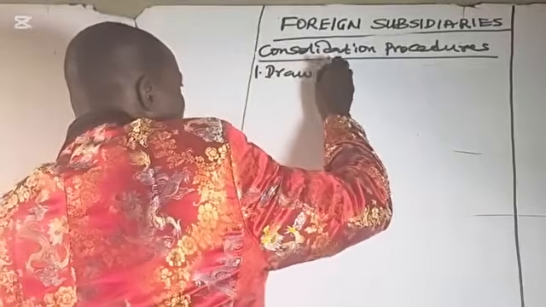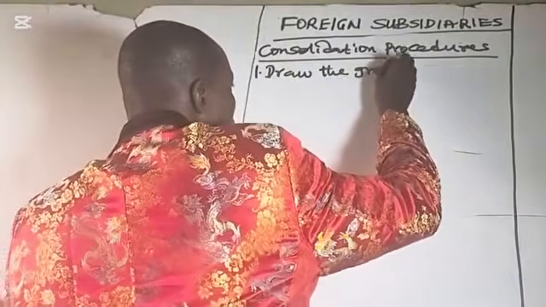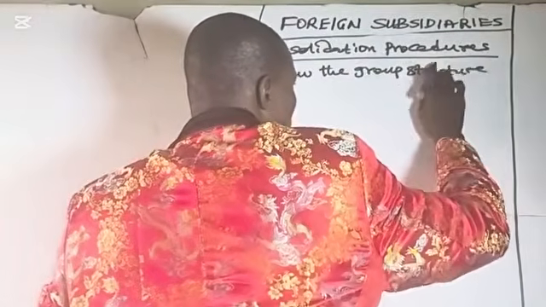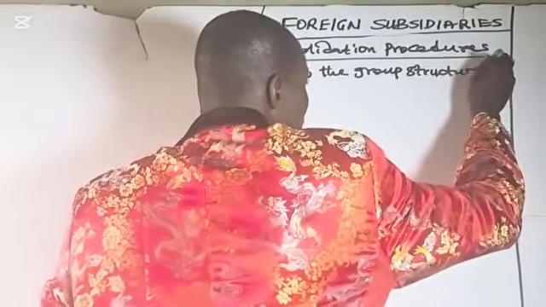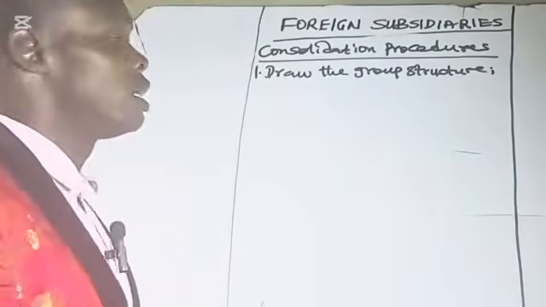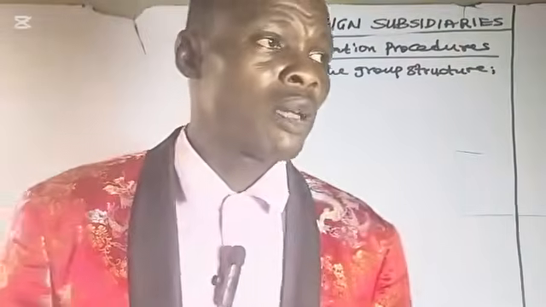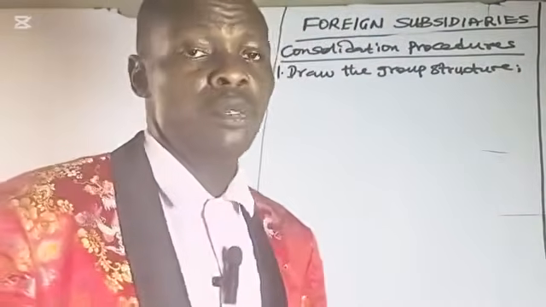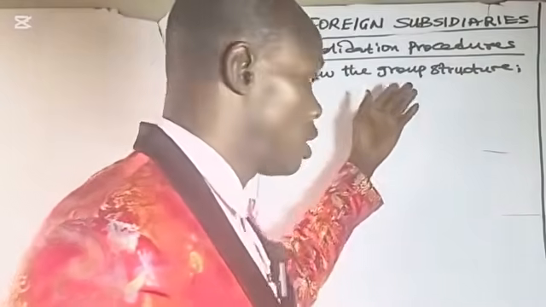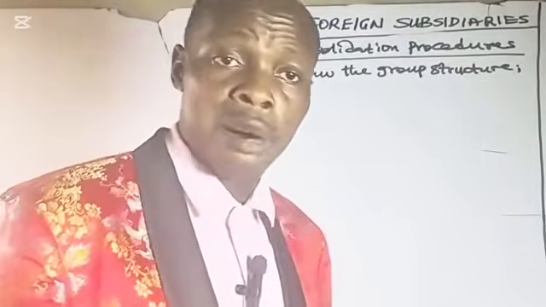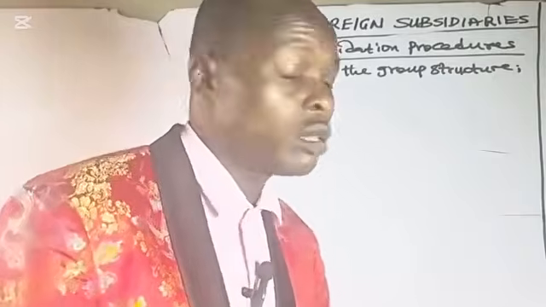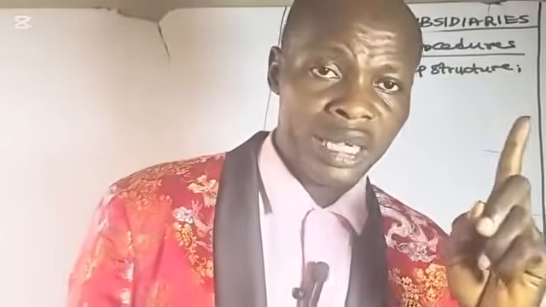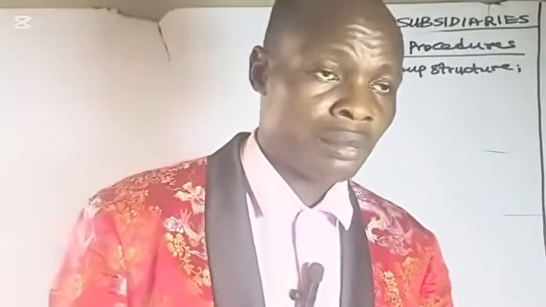Draw the group structure. The group structure is a diagram that shows the relationship between the members of the group. We have different forms of group structure. We have the simple group structure, which may contain one parent and one subsidiary.